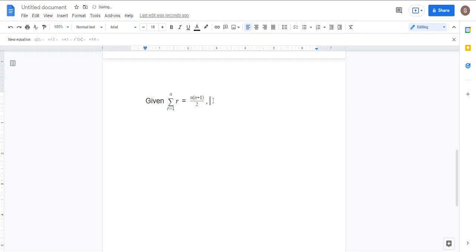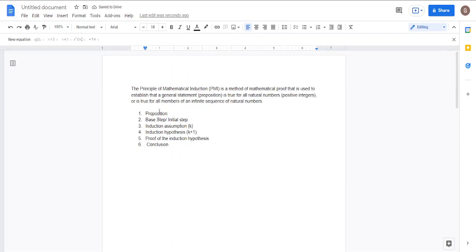You'll see something like an upside down A, and basically that means for every element. So for every n in the set of natural numbers. Okay, so this is the question that's given. So let's look back at our steps. They're giving us the proposition. We'll restate it.